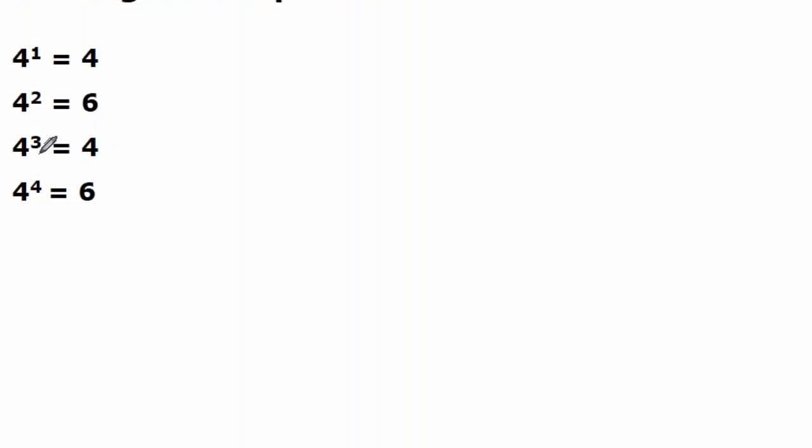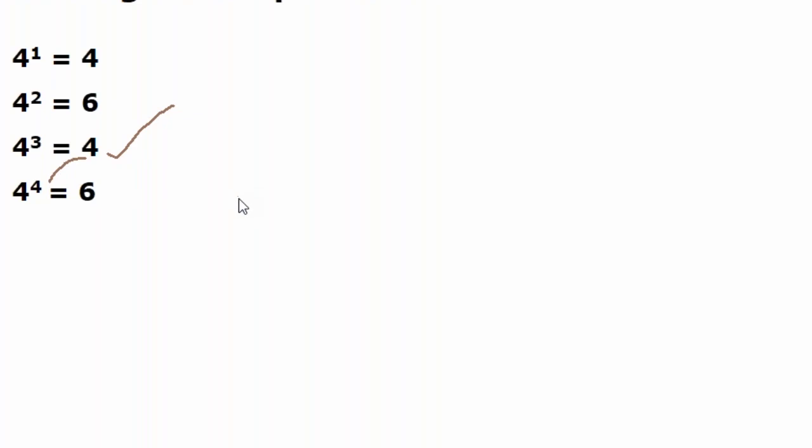I already told, 4 power 3, 64. If you don't know the value of 4 power 3, it can be written as 4 square into 4. 4 square means 16 into 4, 64. 64 is the value of 4 power 3, and 4 power 3 ends with 4. 4 power 4 is 4 power 3 into 4, nothing but 4 into 4, 6.